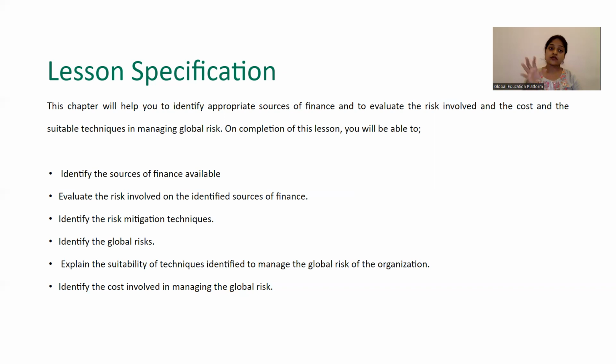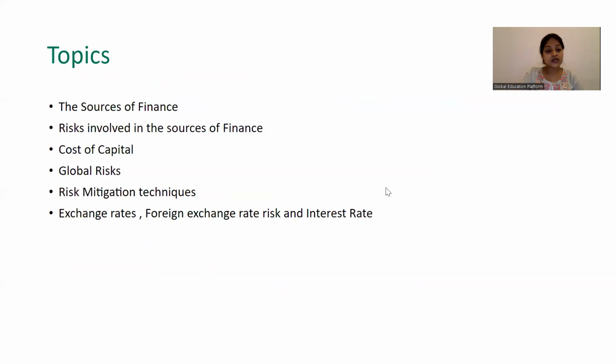So this is about the current unit, the current learning outcome in the unit that we are going ahead with. These are the main topics: the sources of finance, the risk involved, the cost of capital, the global risk, risk mitigation techniques, exchange rates, foreign exchange rate risk, and interest rates. These are the things that we will be covering in this particular lesson.